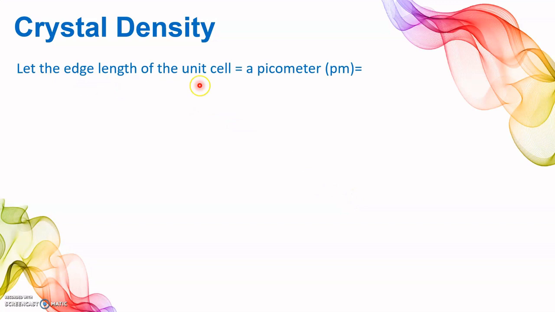Let the edge length of a unit cell be equal to a picometer. As you know, 1 picometer is equal to 10 raised to minus 12 meters. Therefore, a picometer is equal to a into 10 raised to minus 12 meters, or a into 10 raised to minus 12 into 100 centimeters. It can be simplified as a into 10 raised to minus 10 centimeters.